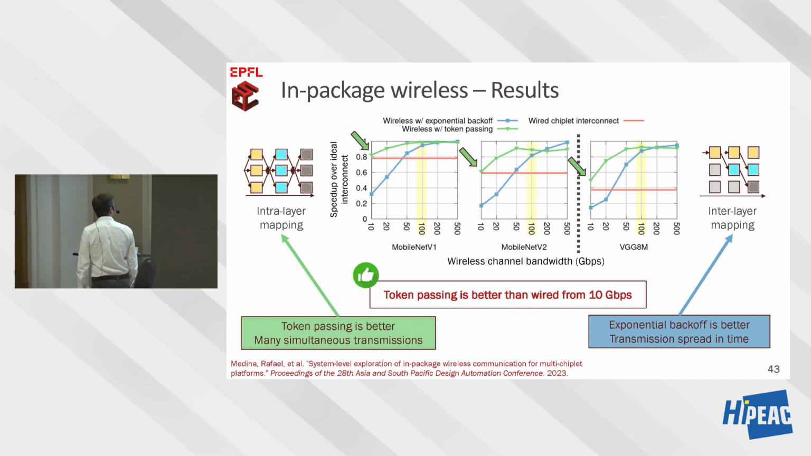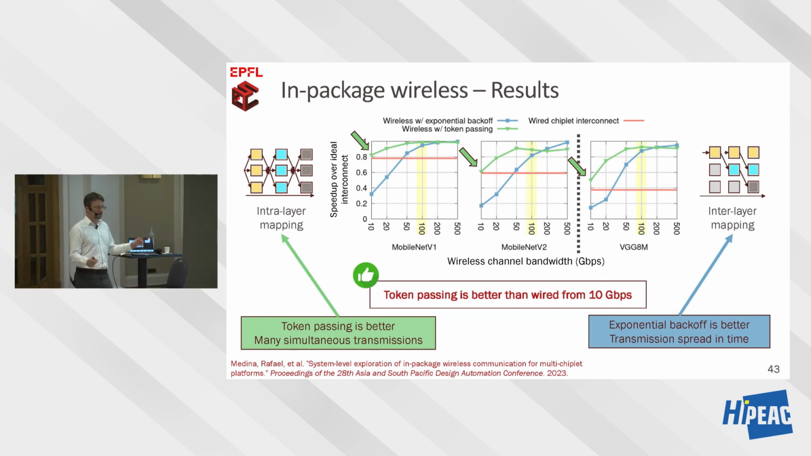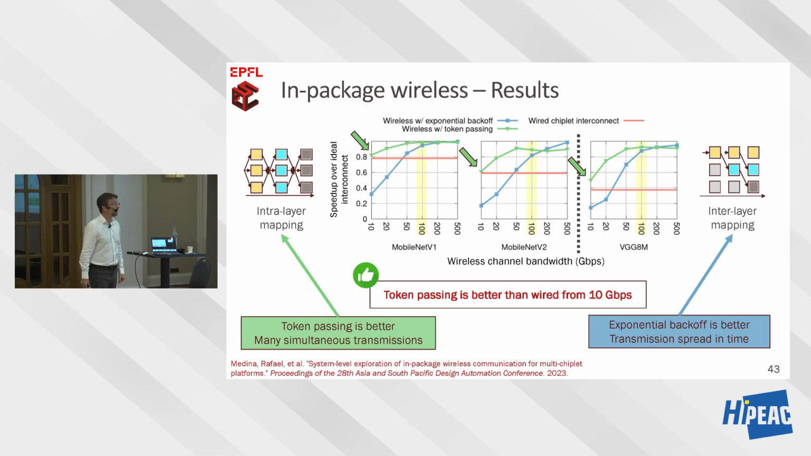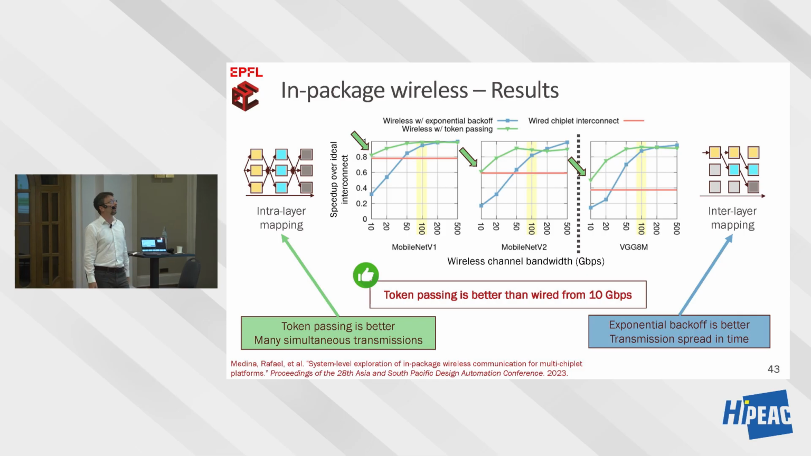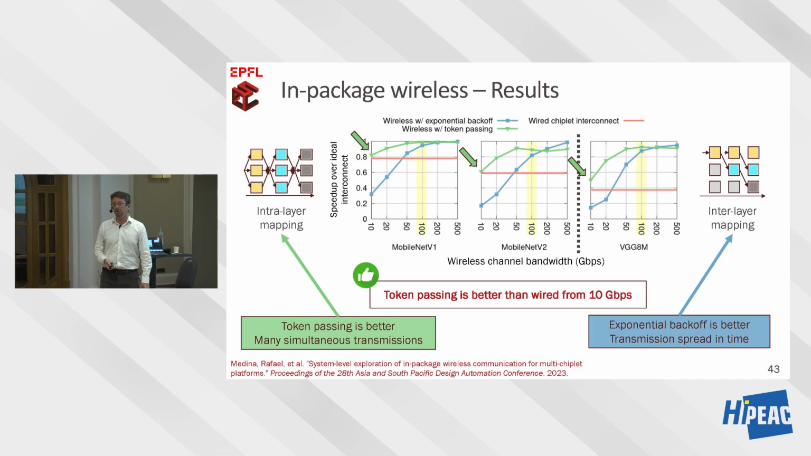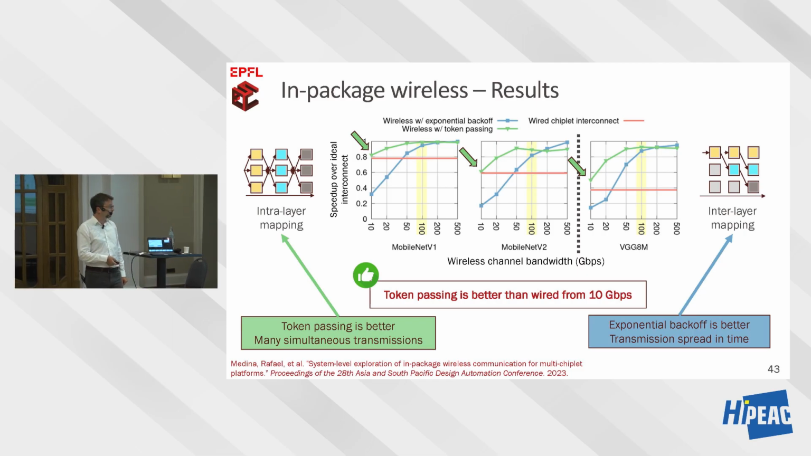More results. So if instead of having a simple application with just stream as much as possible, we have realistic applications, things go even better, and token passing actually starts to be better than wired, even at 10 gigabits per second, which is something which is pretty reasonable even in today's technology.